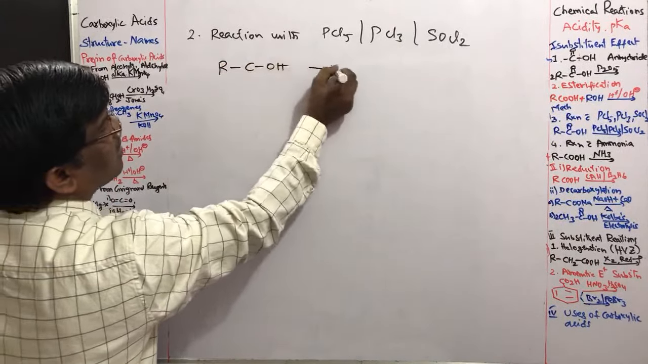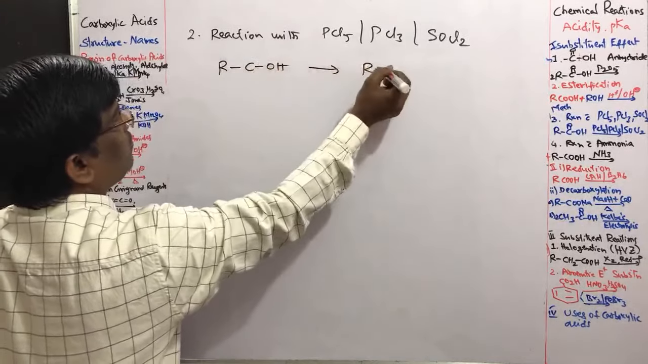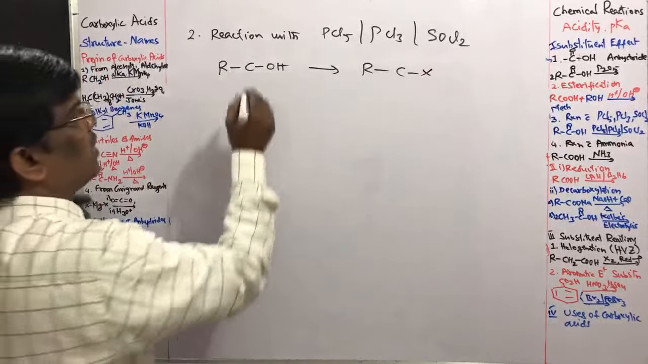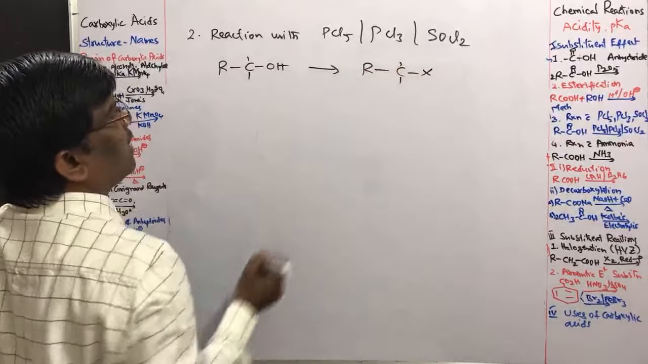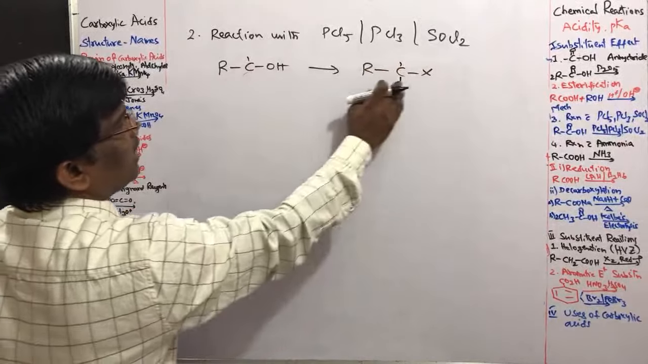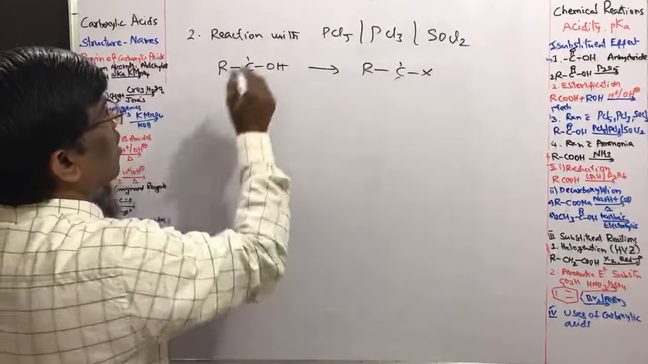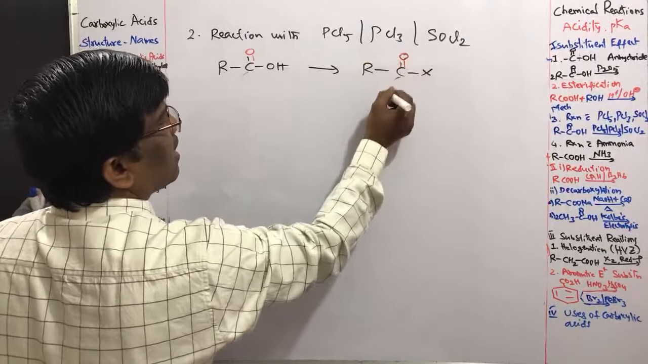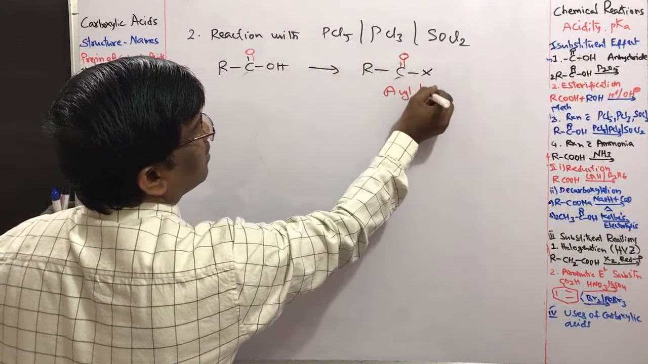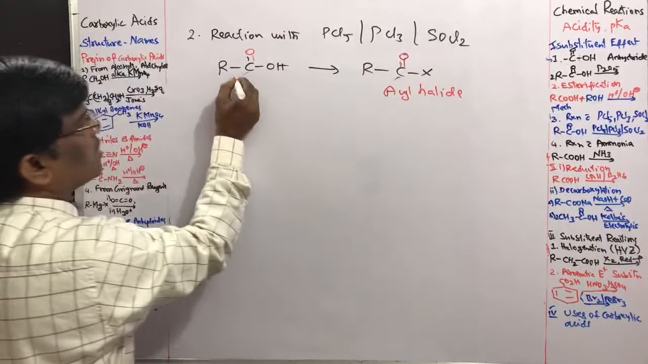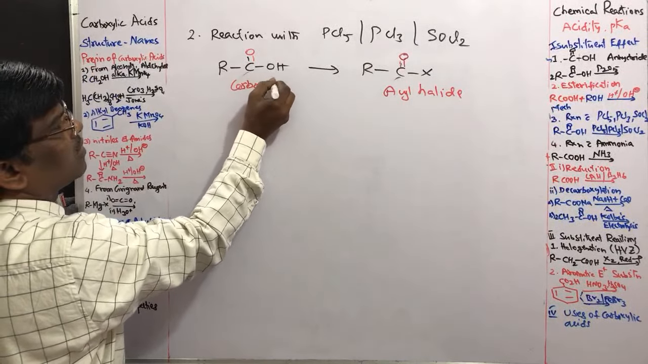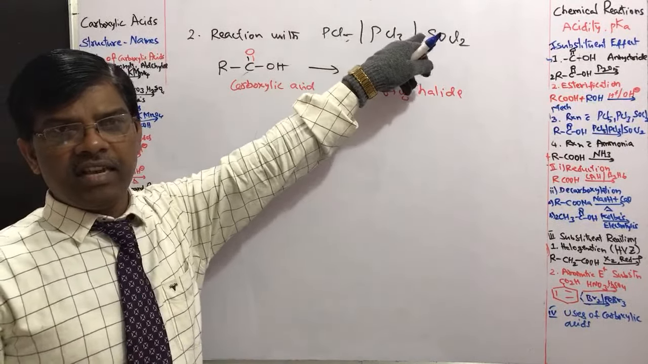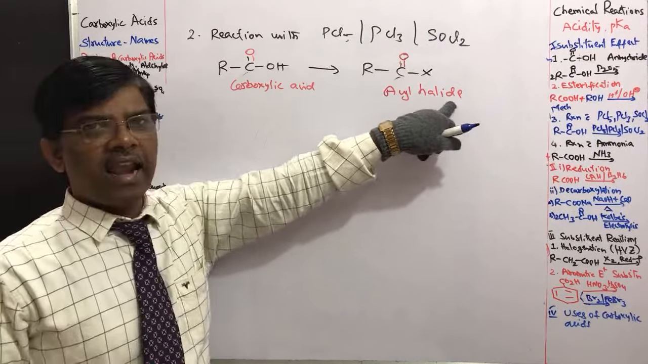In alcohols, we have seen that OH is substituted with halogen. Yes, students. Similarly, when I take a carboxylic acid, in the presence of any one of these reagents, I am going to get acyl halide.